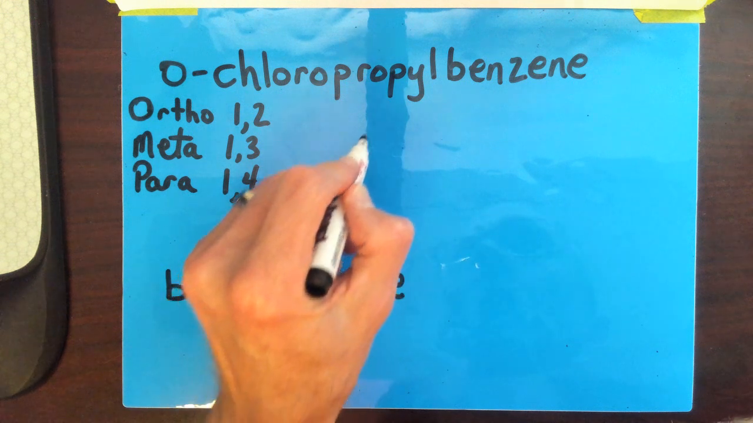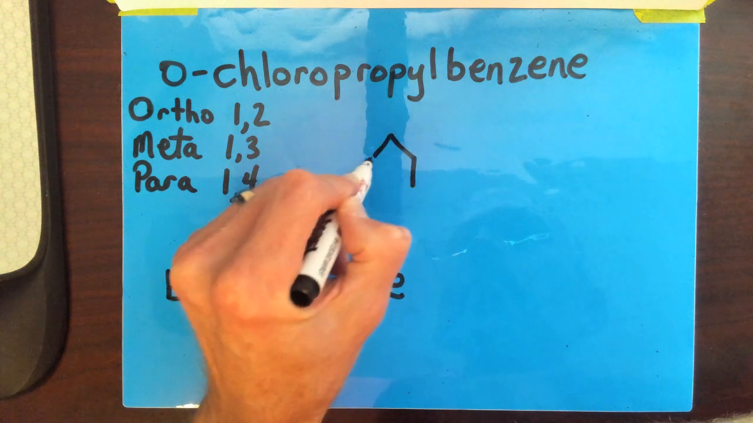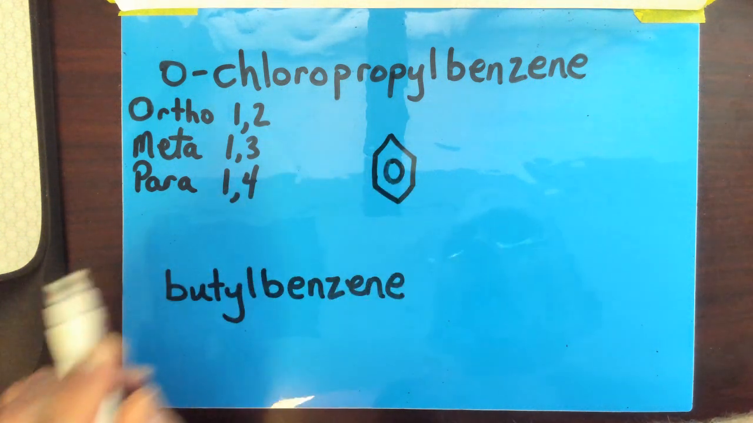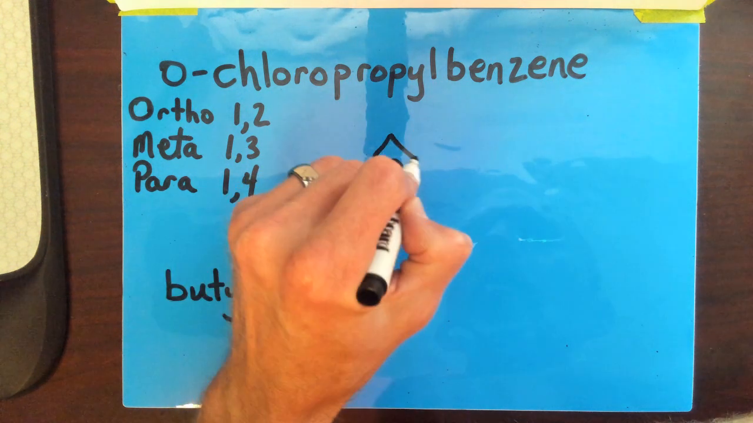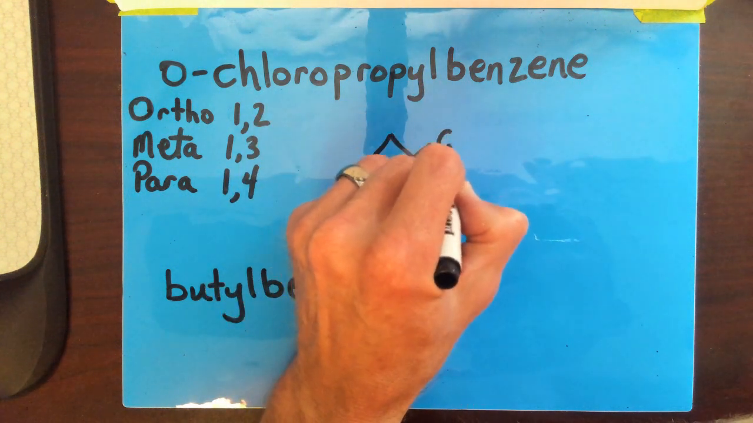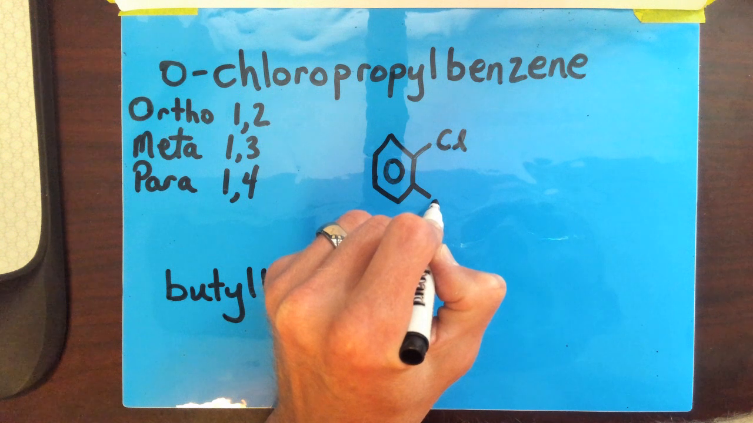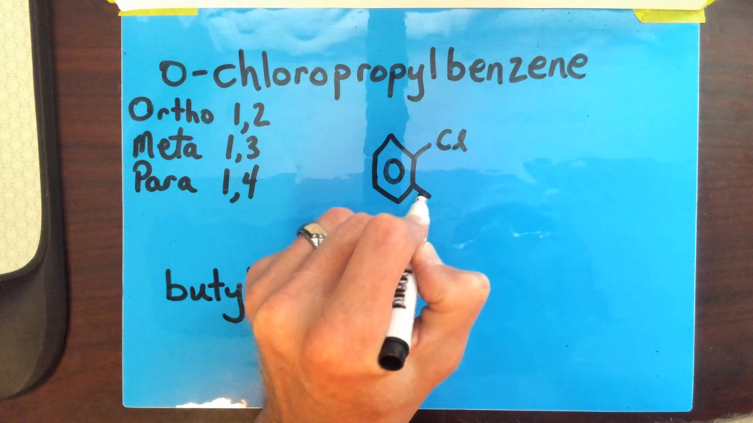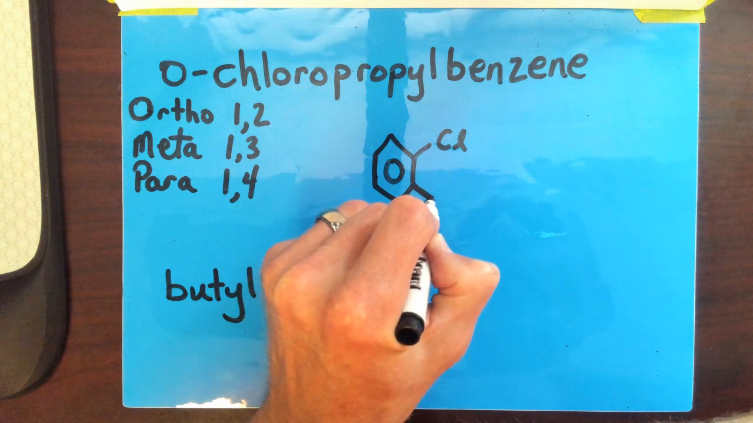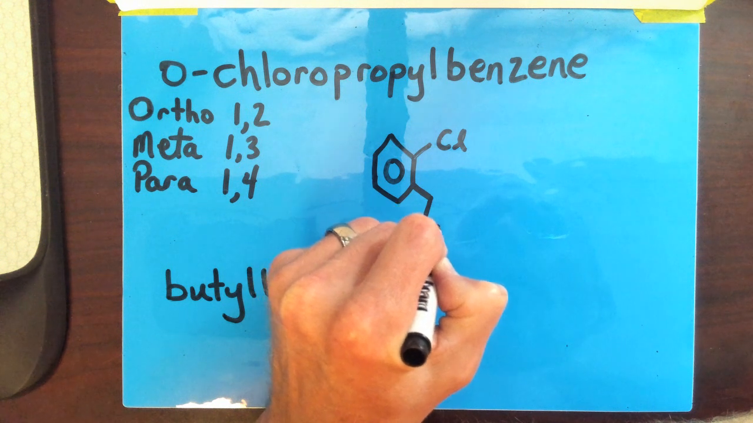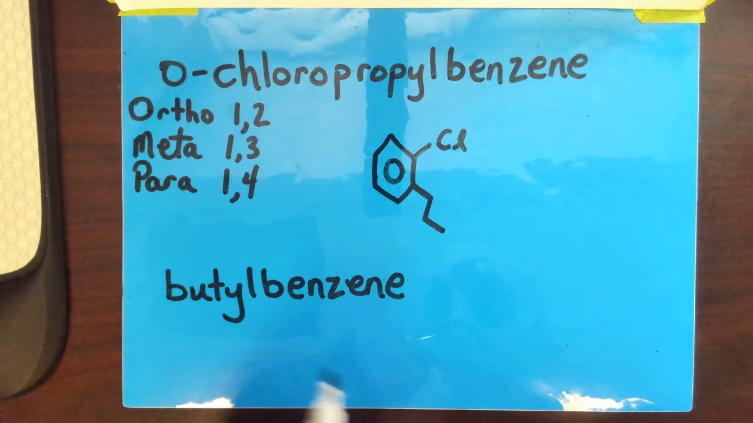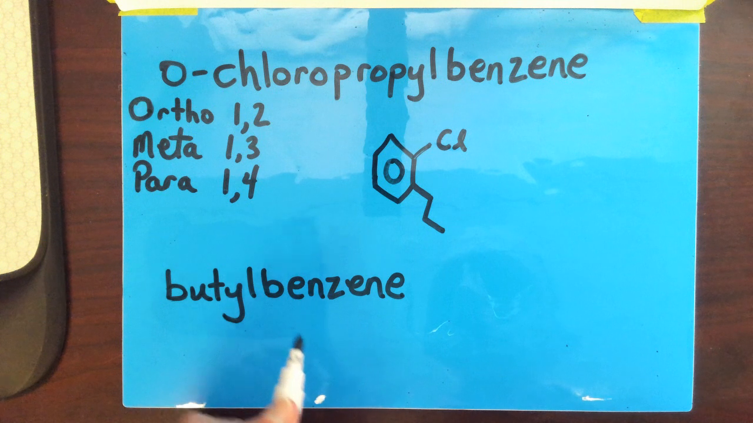So let's draw the benzene ring. Define our one position, our two position, chloro, now propyl. Propyl is three carbons, so here is methyl, here's ethyl, here's propyl. That's in the ortho position.